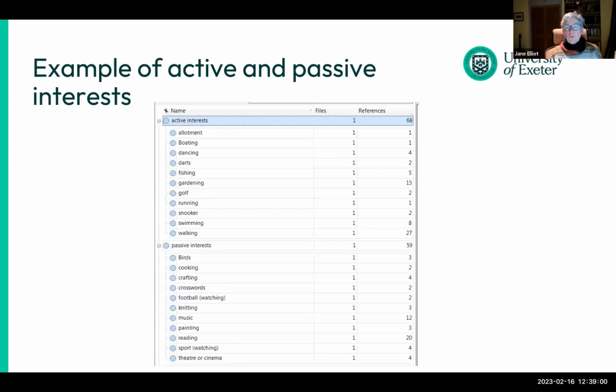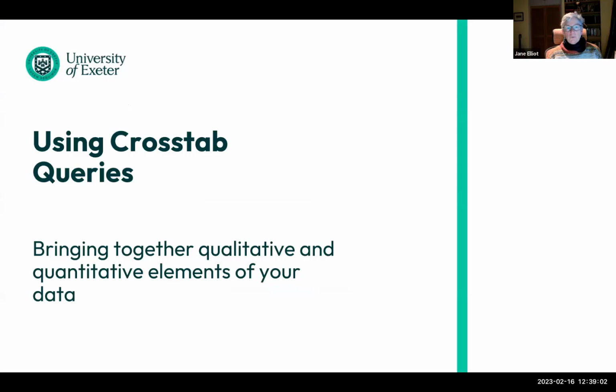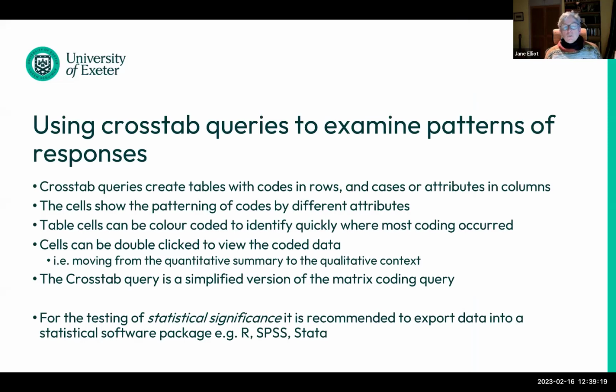And this is then what's bringing us on to being able to use cross-tab queries, because cross-tab queries are going to work best when you've actually got quite substantial numbers in your codes. And you're really here bringing together the qualitative and quantitative elements of your data. So the way that I'm going to be using cross-tab queries here is to examine the patterns of your responses. And for those of you who've done lots of quantitative research, you'll know that a cross-tab is just simply a table with rows and columns.